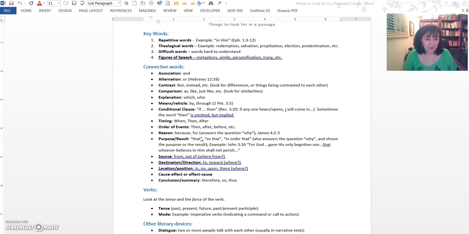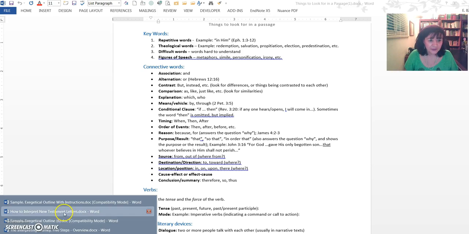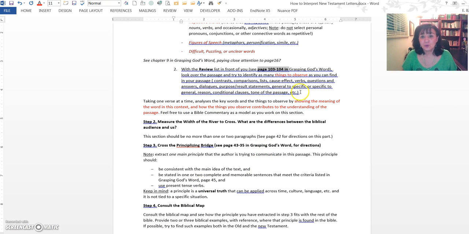All right. So let's go back to our how to interpret. So after you circle this and mark this on your page, take one verse at a time and begin to explain and analyze the key words and the things to observe by showing the meaning of the word in its context and how the things that you observe contribute to the understanding of the passage.